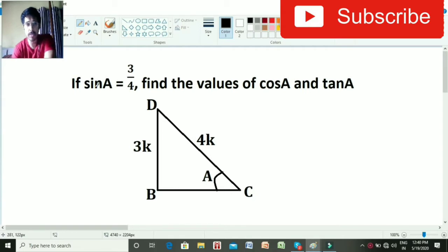Let us start with the questions. The first question is in front of you, as you can see here. It says, if sin A is equal to 3 upon 4, find the values of cos A and tan A. We have a right angle triangle here, as you can see. This question is from the Pythagorean identities of trigonometry, and it has been given that sin A is 3 by 4. So let us take this angle as A.